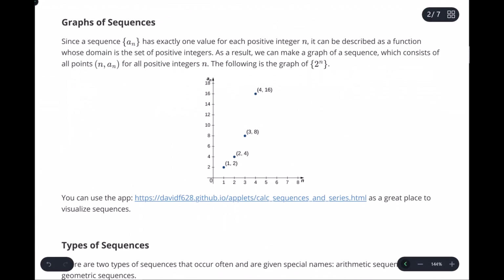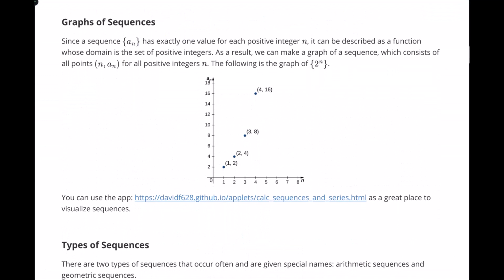Now, graphing sequences. We can do graphs of sequences, and that's generally one way of identifying what's happening to a sequence over a large period of time, because ultimately a graph is just plugging values into a function and plotting them so that you can see the relationship visually.